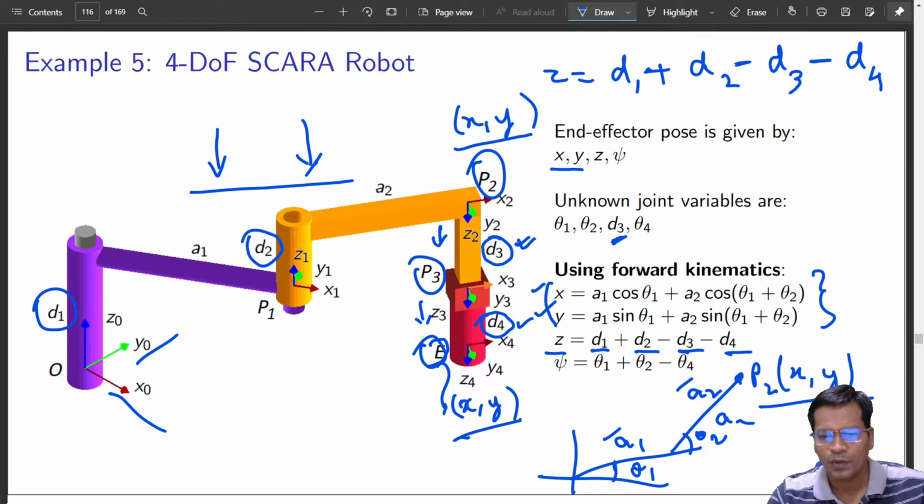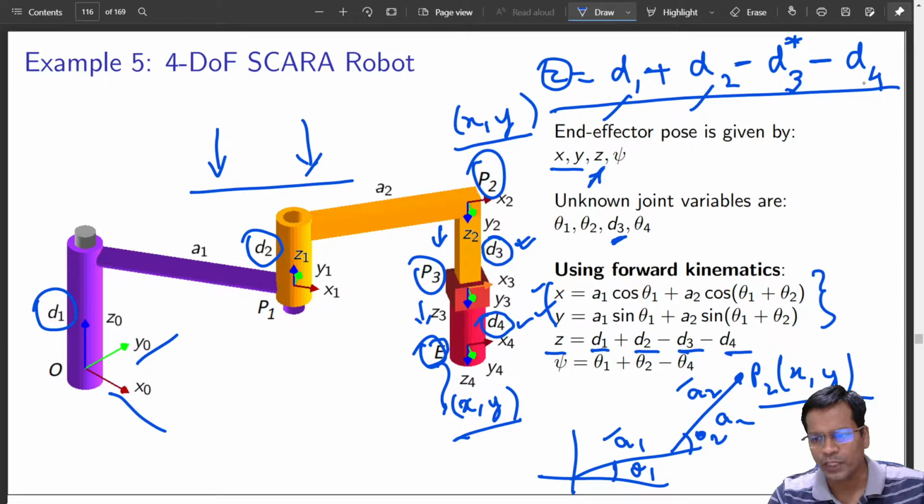Done. So Z is effectively this. One of them is variable, this one. That means if you know Z, you know the end effector Z location, and these are constants which are known by the link structure. These are the offsets, these are known. So D3 is directly equal to D1 plus D2 minus D4 minus Z.